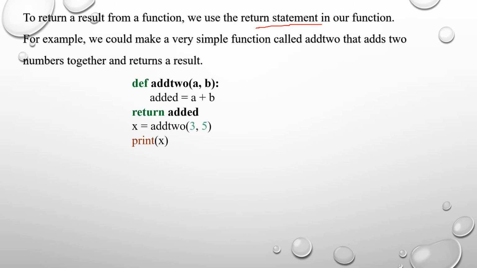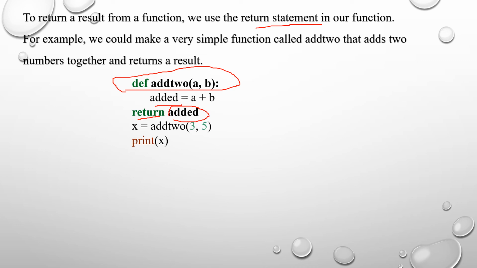So let's consider one specific example. Here we declare one user defined function. This is the header: def add2(a, b). add2 is the function name, def is the function keyword, and a, b are the parameters or arguments. Here the function body: added is equal to a plus b. Here we call the return statement: return added.